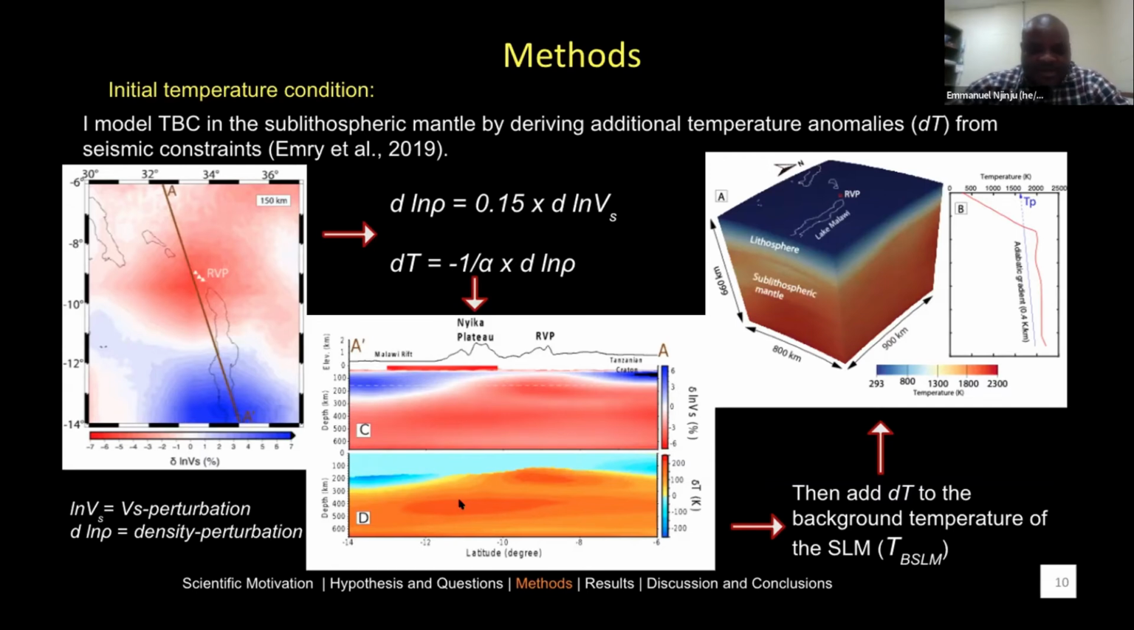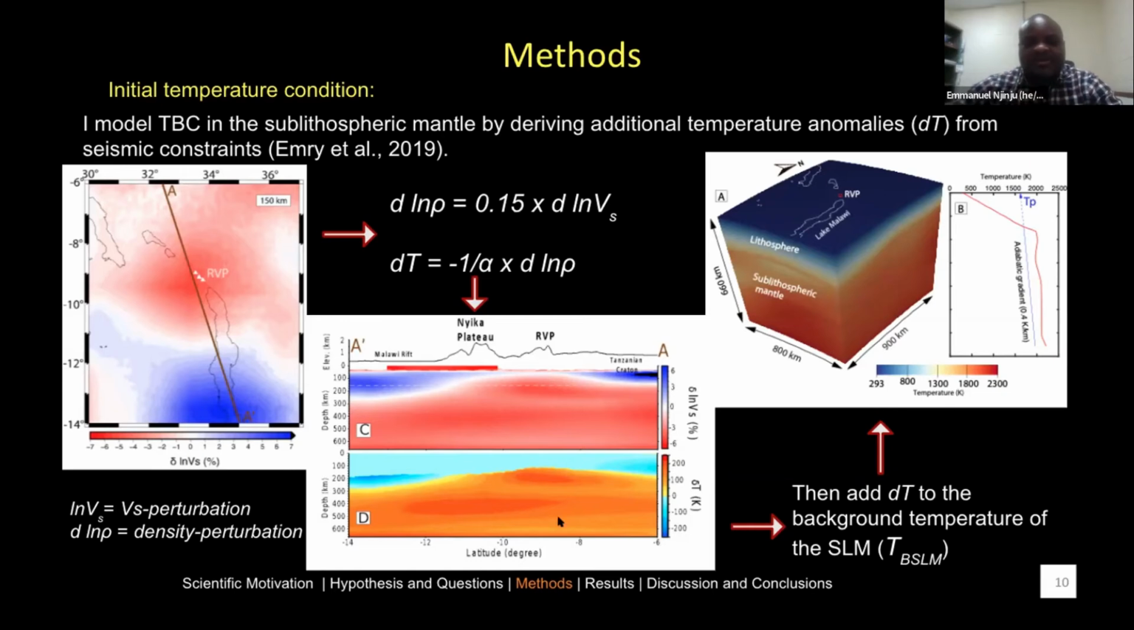So here is a depth slice along profile A to A prime, and we can see the excess temperature in figure D here. And we see that the excess temperature goes as high as 250 Kelvin, and the maximum excess temperature is focused beneath the Rungwe volcanic province.